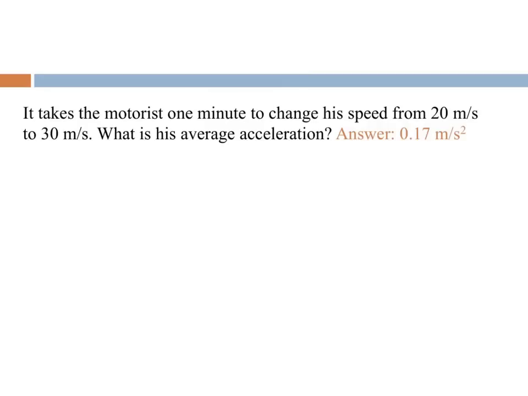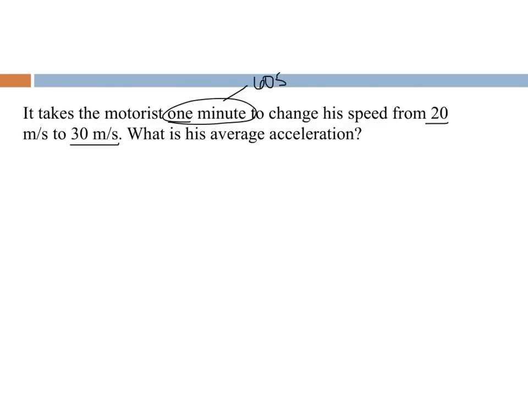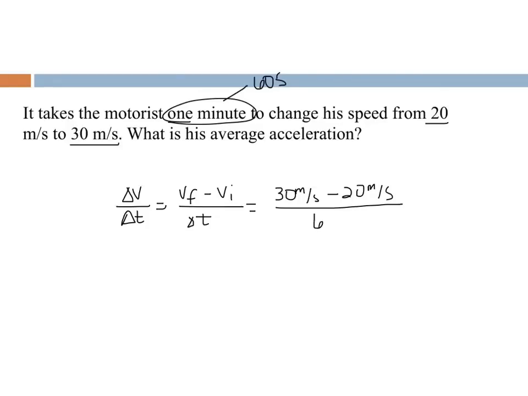Your final answer should have been 0.17 meters per second squared. To get this, we simply get the change in velocity over our change in time. So final velocity minus initial velocity, in this case, it is 30 meters per second minus 20 meters per second divided by the time it takes to change, 60 seconds. You should have gotten 0.17 meters per second squared. Always double checking your units.